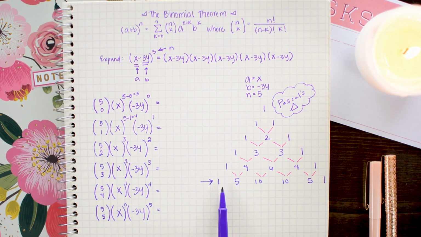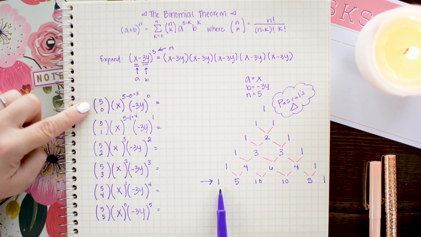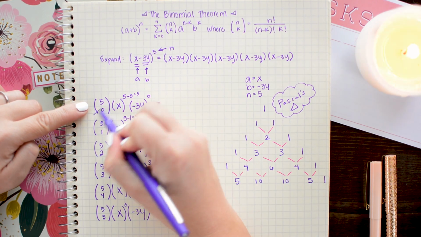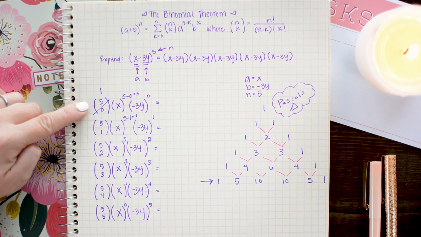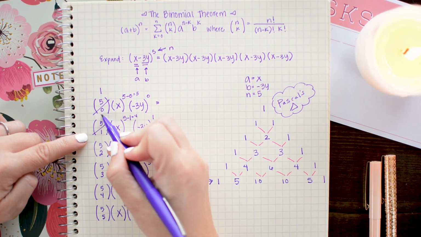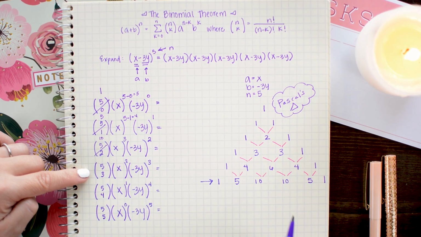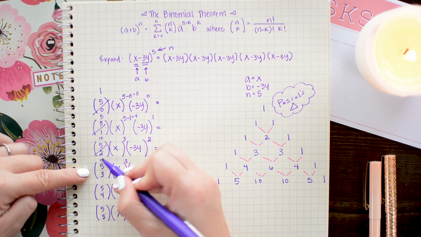Now, all we have to do is match these up with our formula. So 5 choose 0 is 1. Just going to cross this out and put 1, isn't that nice? And 5 choose 1 is going to be 5. 5 choose 2 is 10. 5 choose 3 is 10.